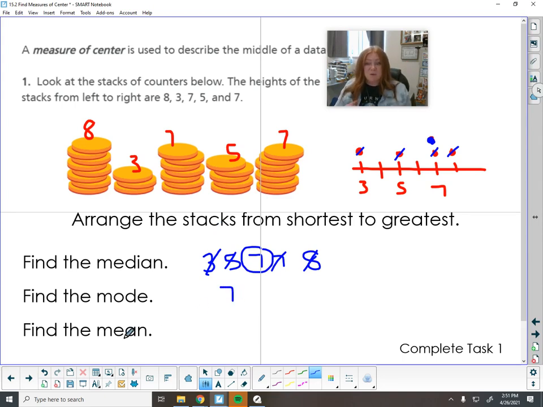And now we want to find the mean, or that fair share number. If we took these chips, and they still have to be in 5 stacks, and rearranged them, how many would be in every stack? So I can see here's 8 plus 3 is 11, plus 7 is 18, plus 5 is 23, plus 7 is 30. And now we want 5 stacks still. So 30 divided by 5 is going to tell us the mean, or our fair share, if we rearranged all the stacks into equal pieces. And that is our mean. So median, order. Mode, tallest or the most. Mean is our fair share. Add them up, divide by how many there are.